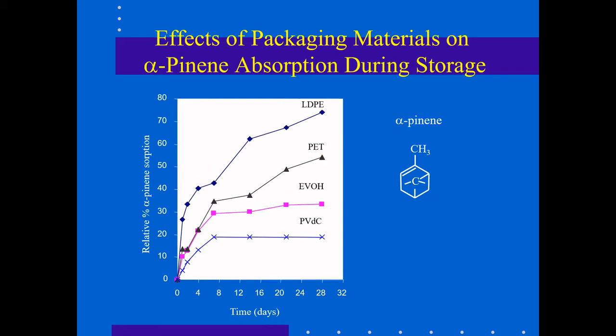Now let us look at alpha-pinene. It also shows the same pattern for the 4 types of packaging. Again, LDPE absorbs the most as time goes by, so it will change the taste of the orange juice if we use LDPE packaging material.